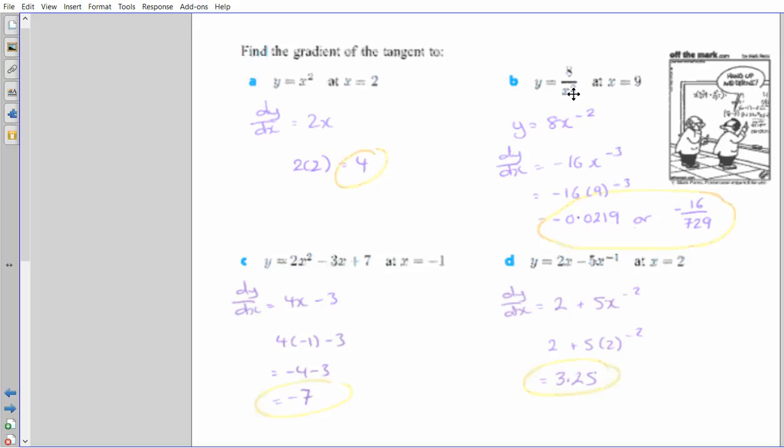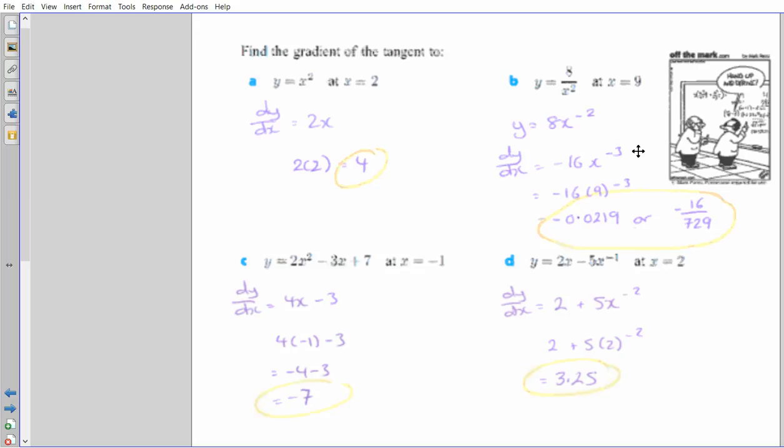Here's one that we have to flatten first, so take the x squared, bring it up here and make it x to the minus 2. So we've still got the original function, so it's still just y equals 8x to the negative 2. Now find the gradient function, dy dx equals negative 2 times 8, negative 16x.